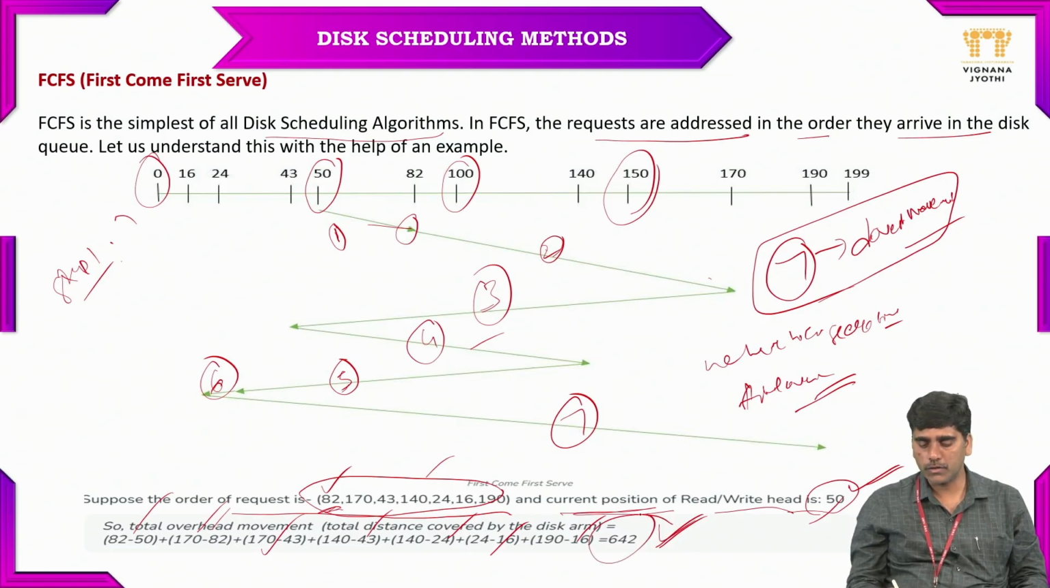Based on this value, we can tell whether the disk is being utilized properly or not, and whether the disk efficiency and system performance are good. So in first come first serve, all the requests are moved in order from the current position of the disk read or write head. This is the way we calculate the total head movement.